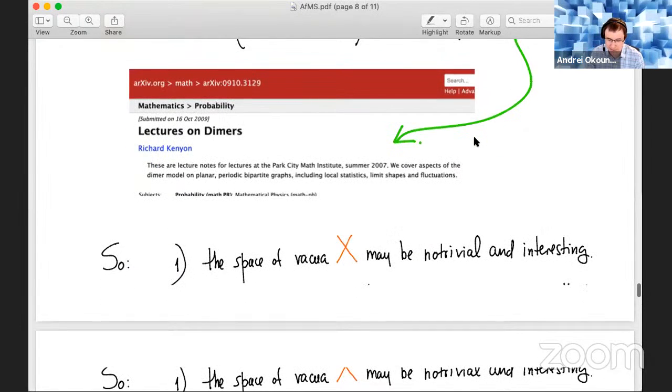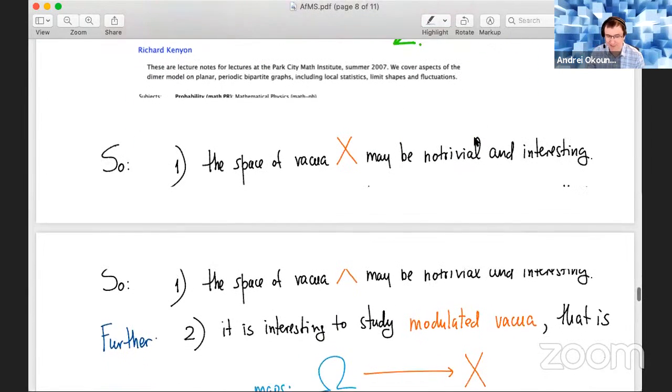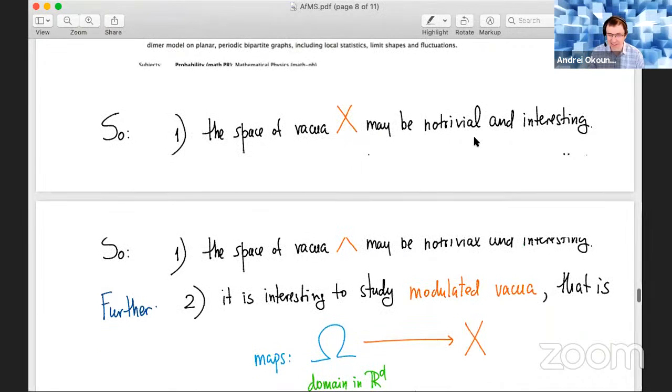So to summarize, again, the summary, I have a page break right through the middle of my summary. The space of these vacua, the space of Gibbs states, may be non-trivial and may be very interesting, and maybe at least hard to access, or at least hard to prove. There's nothing else.